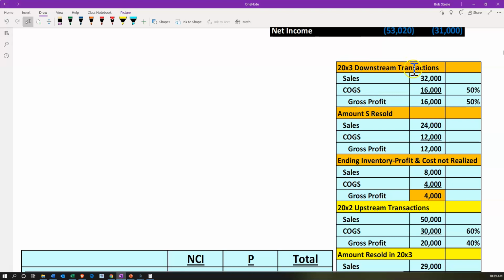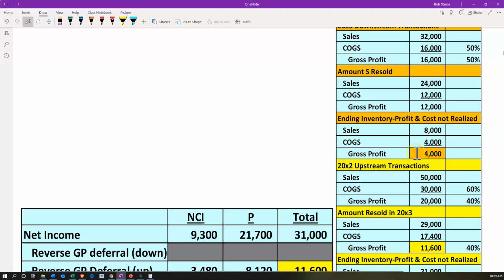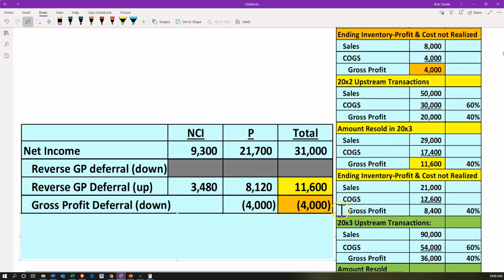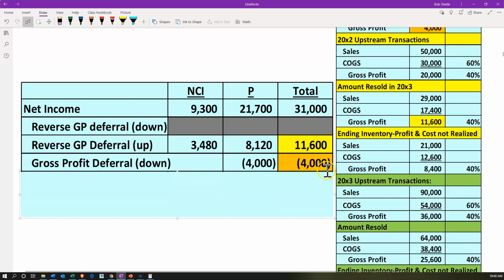And we're going to do our normal process of picking up this bottom line number, the amount that's still reflected in the gross ending inventory. So we're going to be picking that item up. So we'll put that here. This is going to be a subtraction, because this is a down transaction going from P to S. We're just going to allocate it to P. We're not going to allocate it at the 70-30 split.